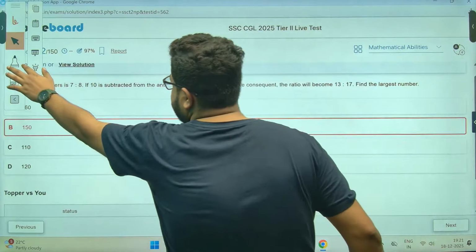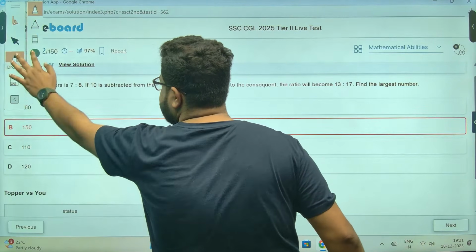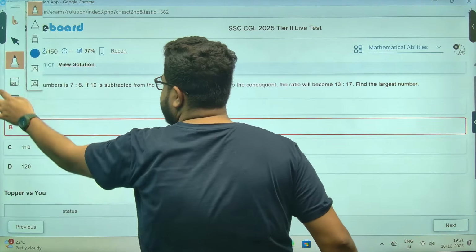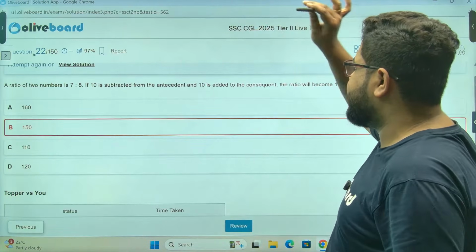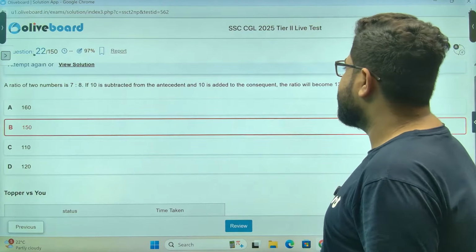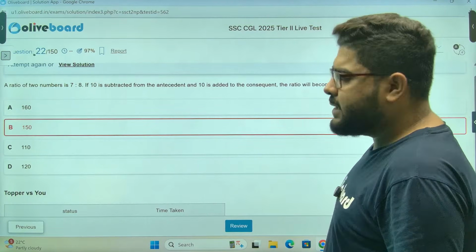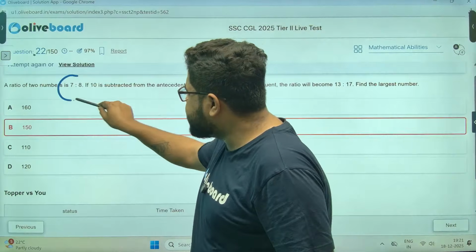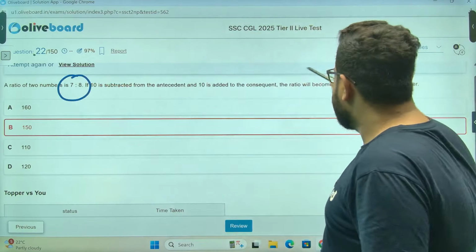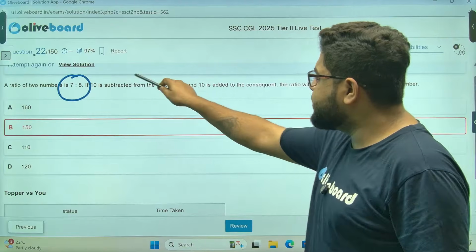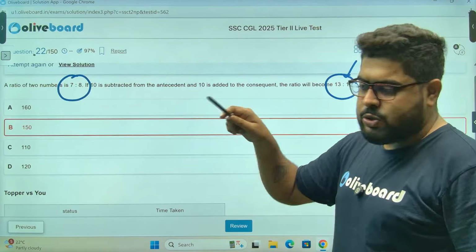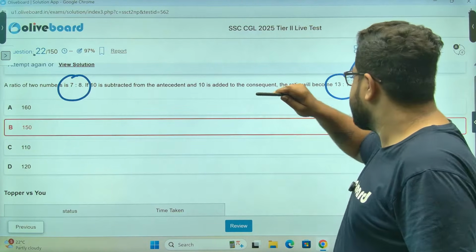Arey, sorry. Mistake. And this is not the answer, okay? I've mistakenly put that. Let's just put that. Ratio of 2 numbers is 7:8, 10 is subtracted. So let's do it now. This is something we can do by that age concept, age questions, because 2 ratios are given. So just match the ratios.